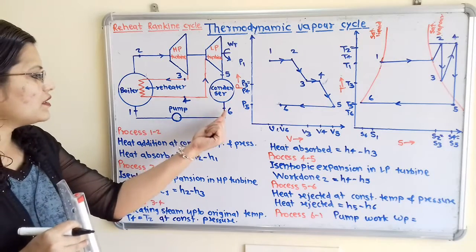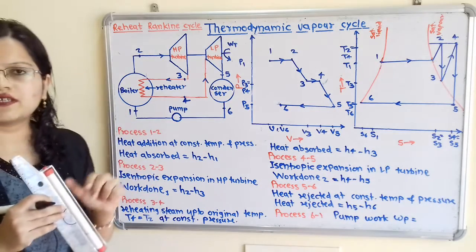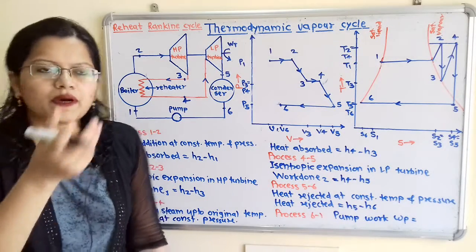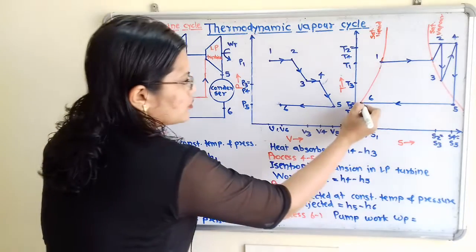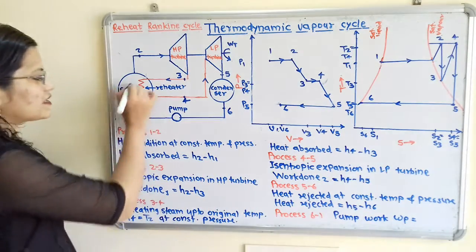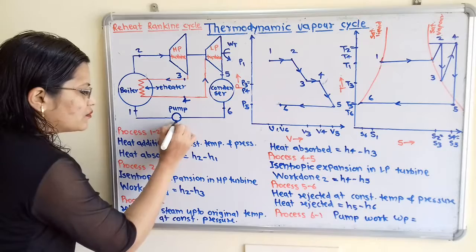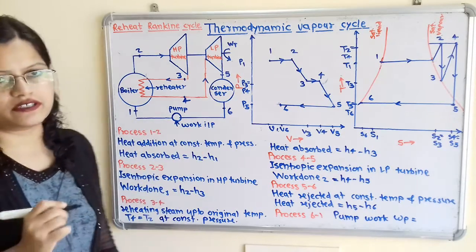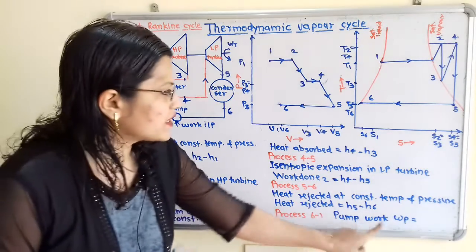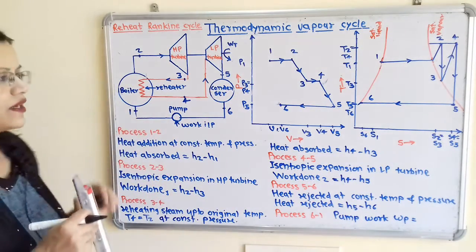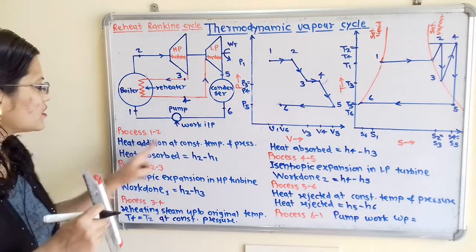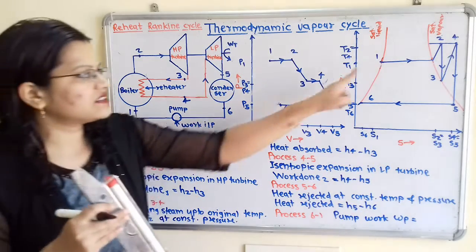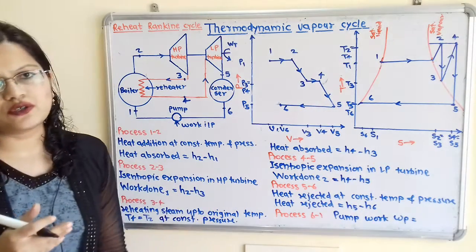Now we will move to the process 6 to 1. So here is the pump. So what is the function of the pump? So by the pump, the saturated water is carried to the boiler. So here is the work input and this work input is known as the pump work. So here pump work is there during the process 6 to 1. So this saturated water is just carried to the boiler in the same condition, that is, the initial condition is saturated water. So how can we show this?